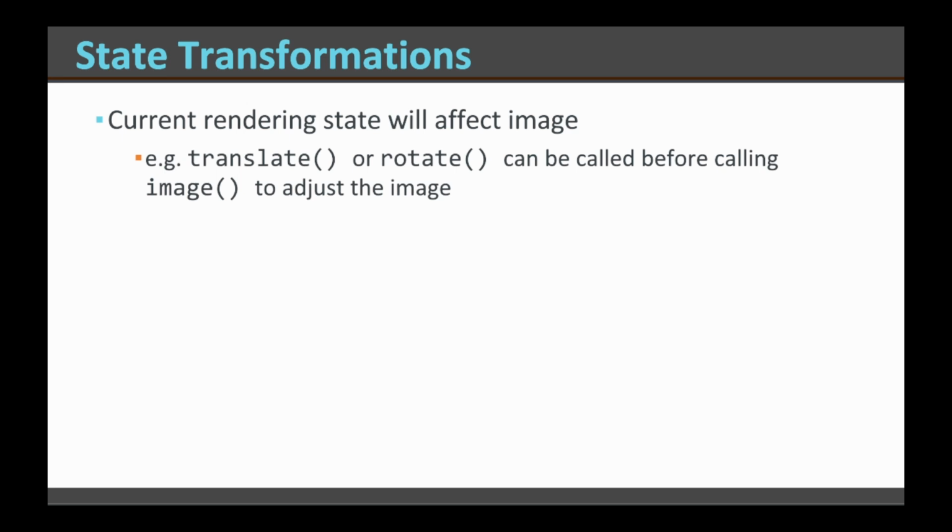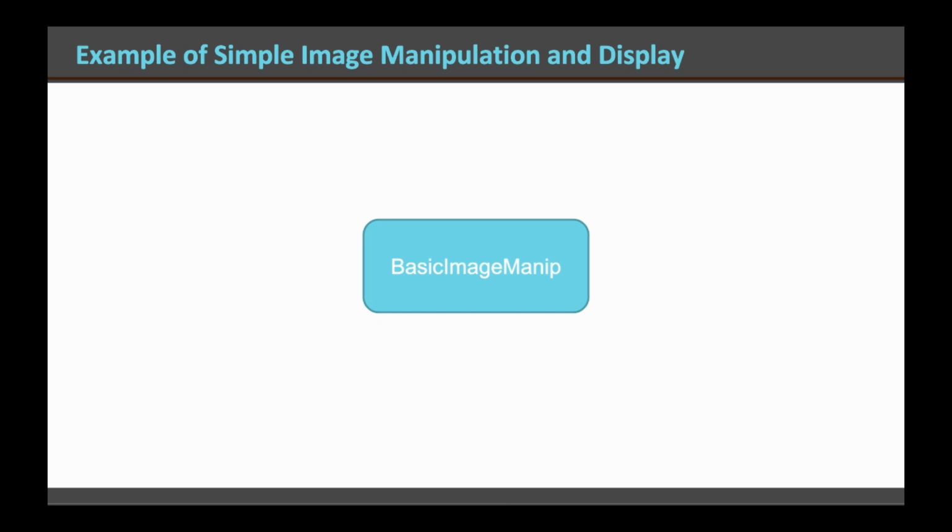Rendering will affect the state of the image, so you can translate and rotate your transform before you place an image. Just like with rectangles, circles, and all the other primitives we've been drawing, they respect translations and rotations and push and pop. The same holds true for images. Let's look at a quick example.